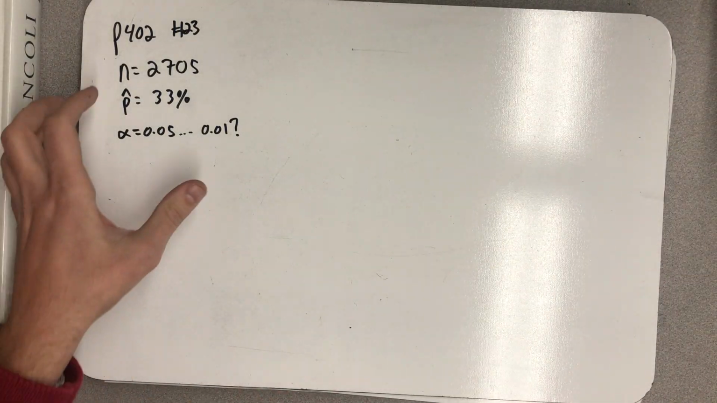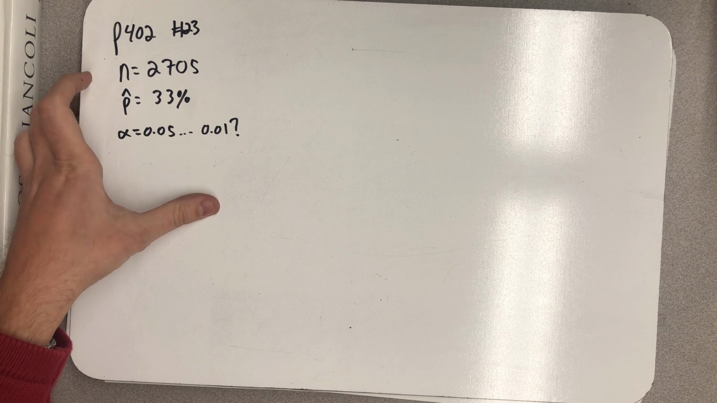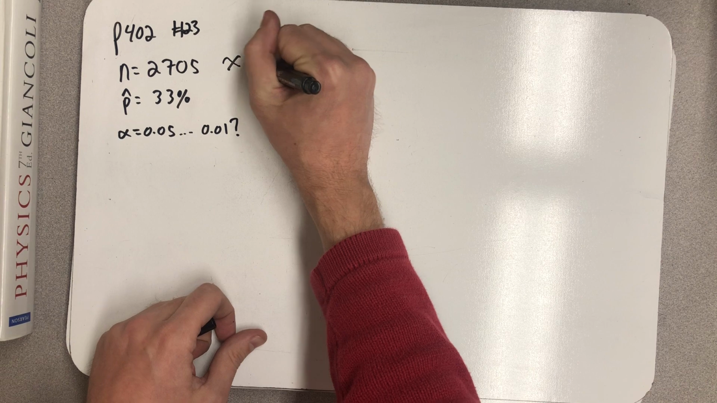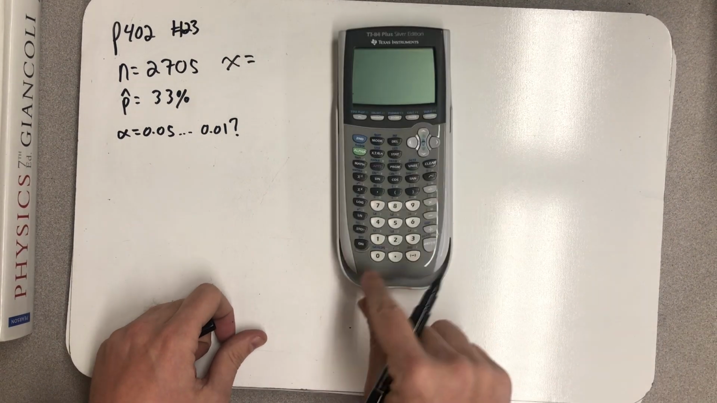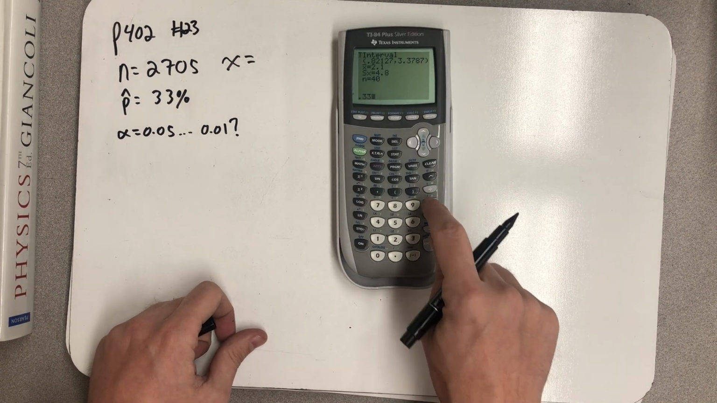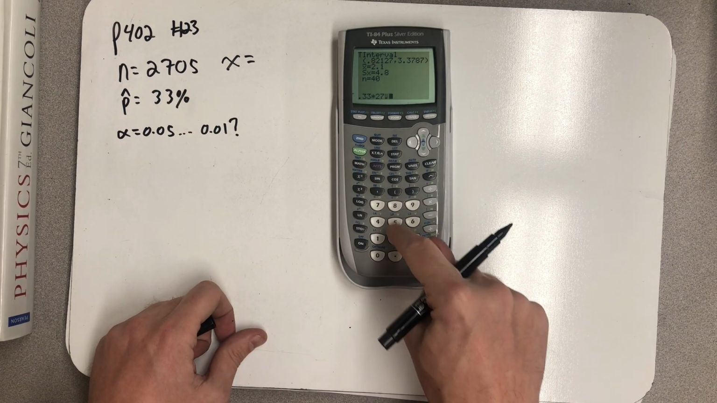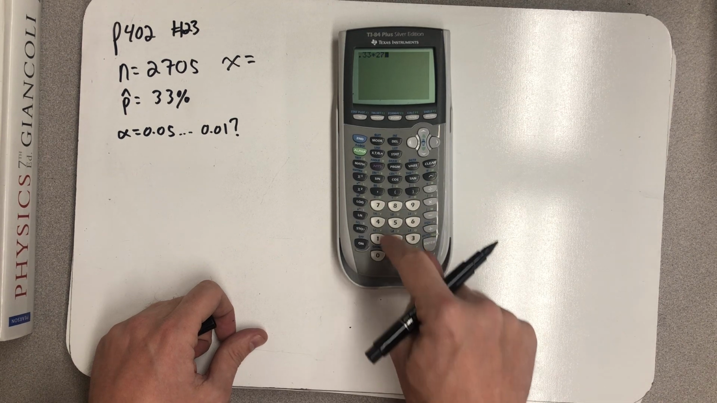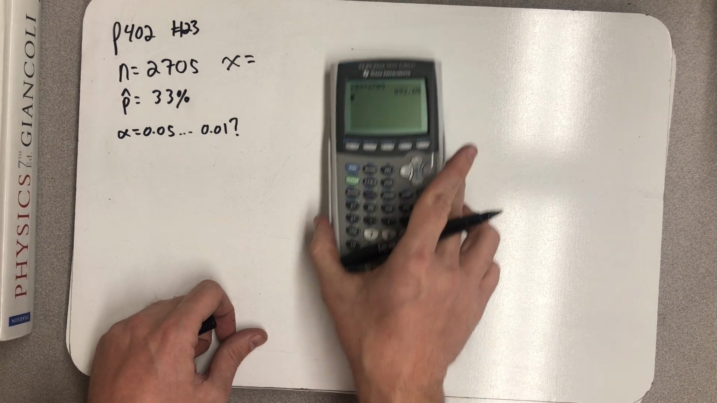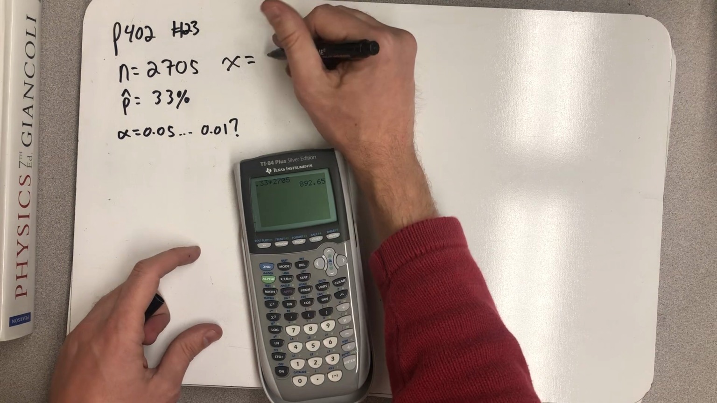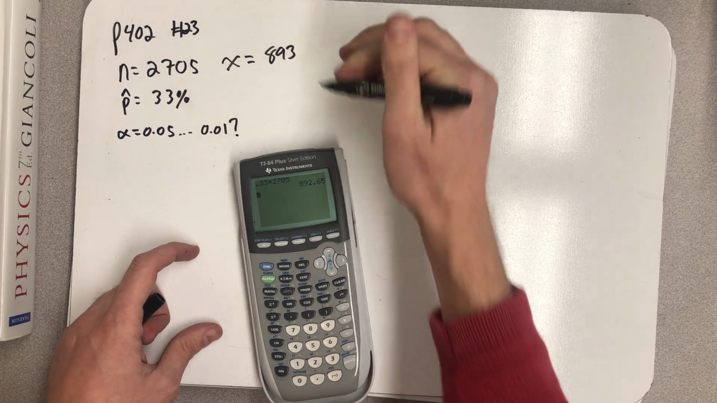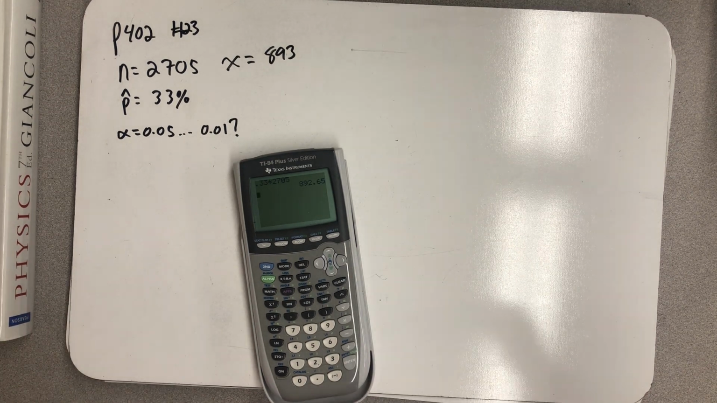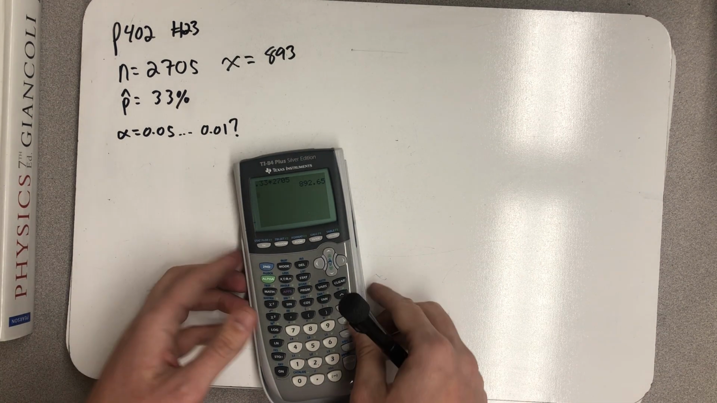What I'm told in the problem is that the sample size is 2,705. The sample proportion is 33%. In a moment, I will need a number of successes. Well, 33% of 2,705... 0.33 times 2,705 is 892.65. Well, that had to be 893, because x over n, x had to be a whole number. It's the number of successes. It's the number of people who apparently make angry gestures while driving.